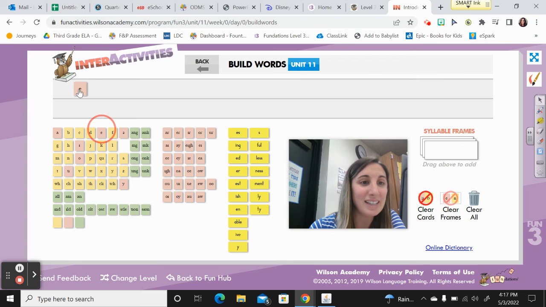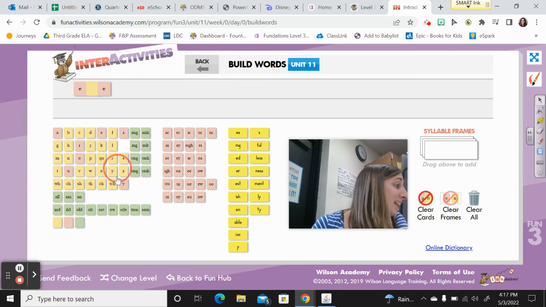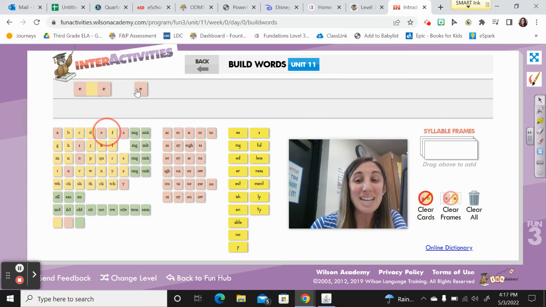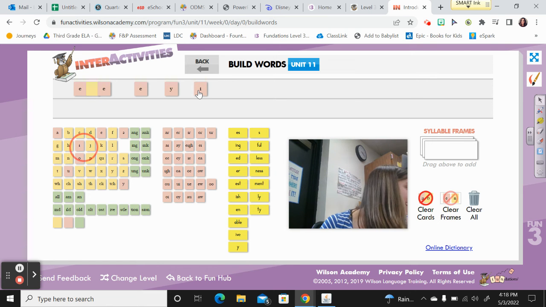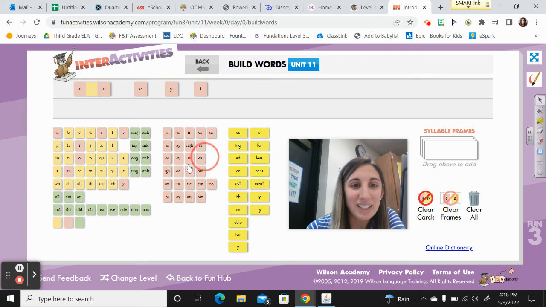E, consonant E, like, do you remember the keyword? E, Pete, E, correct. What's the second one? E by itself in an open syllable, like E, me, E. Good. Y, baby, E. I, champion, E. That's 4. Let's keep going. Vowel teams, go.